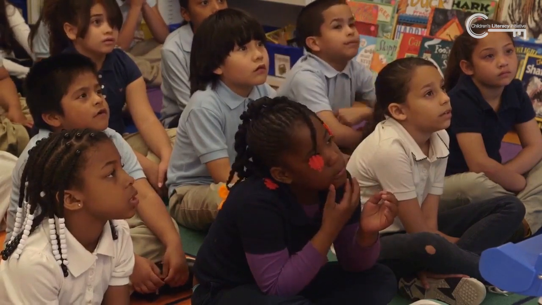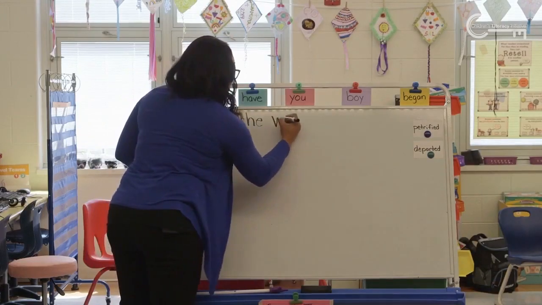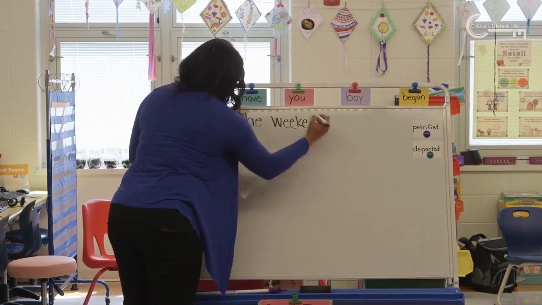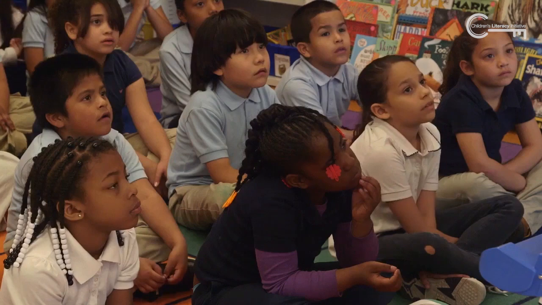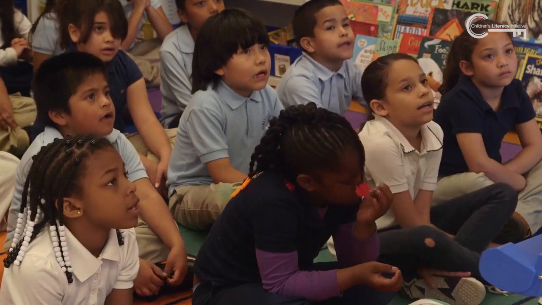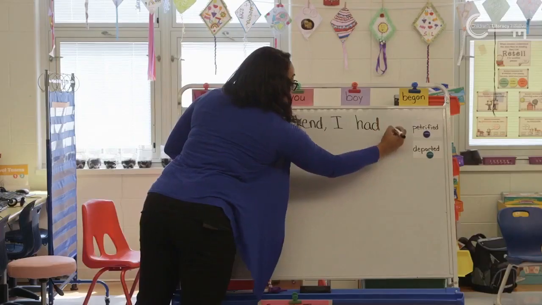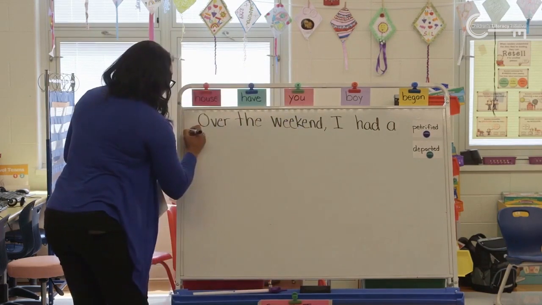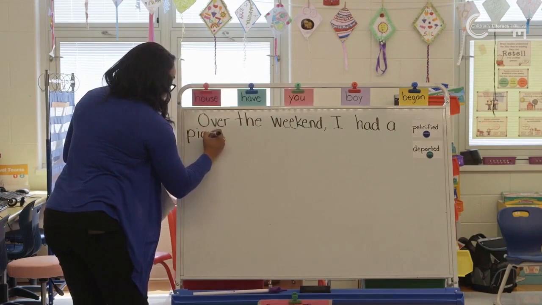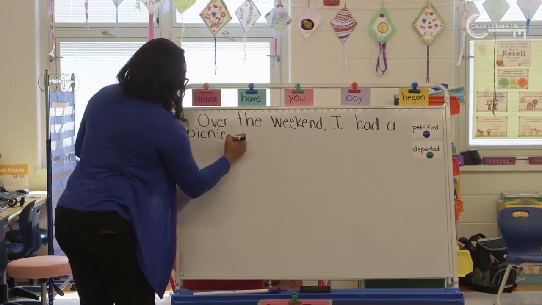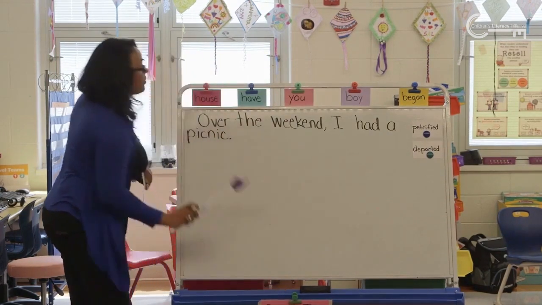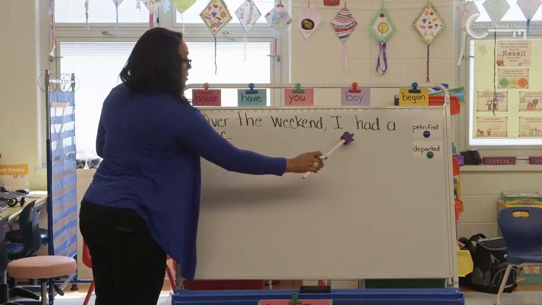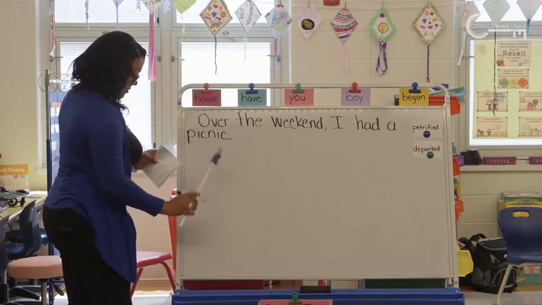Over the weekend. Very nice. Stop, and I have to come over here because I ran out of space. Okay, that's the end of my sentence. So we're going to reread this. Over the weekend, I had a picnic. Very nice.